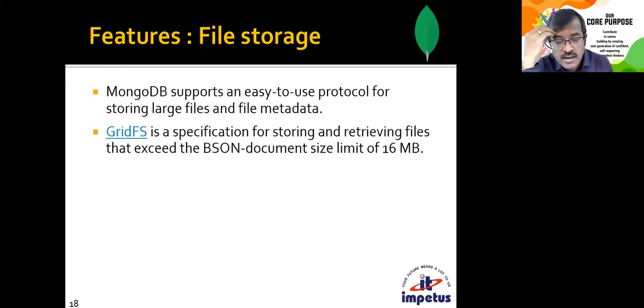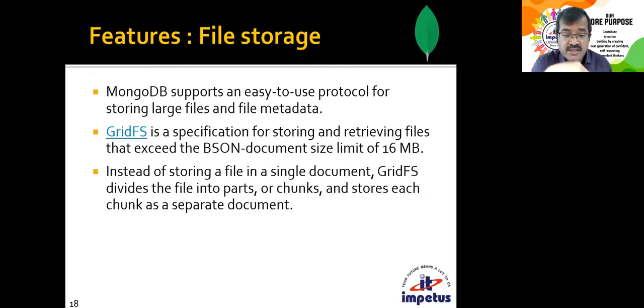Then how do I handle millions of records, millions of documents? Okay, now you have this GridFS. It's a specification for storing and retrieving files that exceed this BSON document size of 16 MB. So if you want to go beyond 16 MB, you have this opportunity. Instead of storing a file in a single document, GridFS divides the file into parts or chunks and stores each chunk as a separate document.